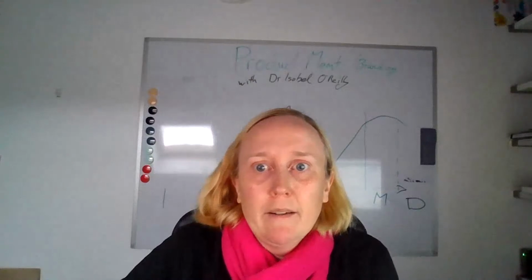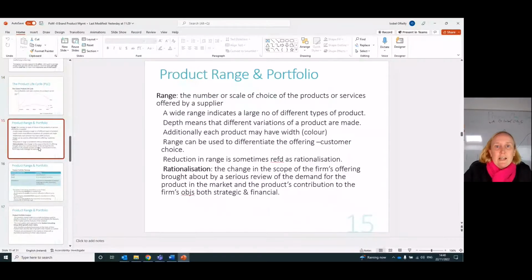So let's go back to the slides. Moving on then, when we talk about your product range, we've mentioned it a number of times at this point, and the definition is the number or scale of choice of products or services offered by the supplier. A wide range indicates that a large number of different types of products are available, whereas depth means that there are different variations of a product.